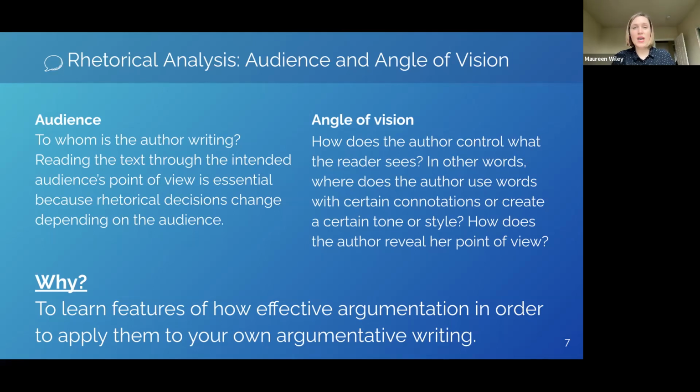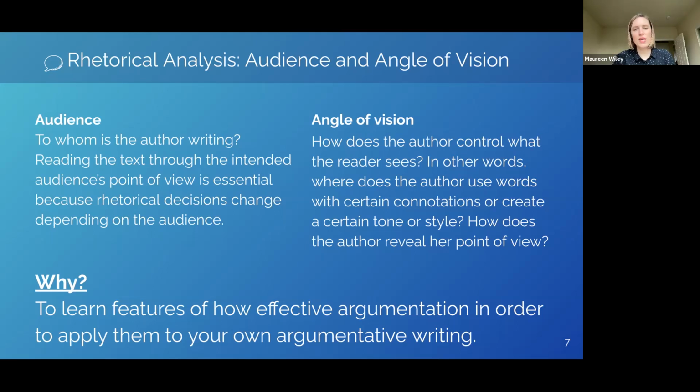One of the reasons that they do that is in order to then later be able to apply some of those principles to their own creation of art. So it's the same principle here. We are going to be studying how authors form effective arguments in order to later create our own effective arguments in future writing assignments. So that is how to write a rhetorical analysis.